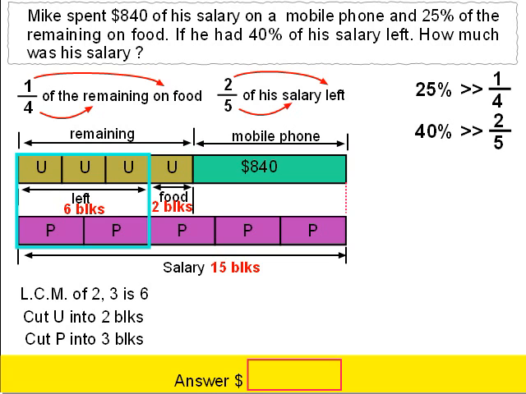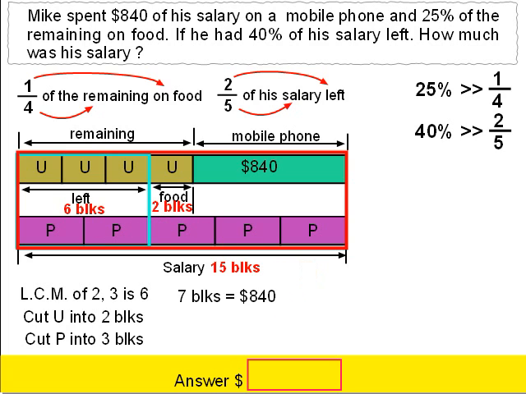Now, comparing the 2 models, the top and the bottom, straight away we can tell that 15 blocks minus 6 minus 2, we are left with 7 blocks. So 7 blocks is equivalent to $840. If 7 blocks is equal to $840, therefore 1 block will be 840 divided by 7, and you will get $120. That's for 1 block.